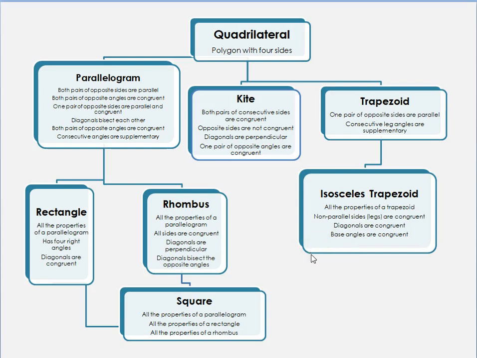But as an example, let me just pick out the rhombus. It has all the properties of a parallelogram. All sides are congruent, the diagonals are perpendicular, and its diagonals bisect the opposite angles. And through chapter 6 we'll be going through all of these. The rectangle is different from a rhombus because it doesn't have all sides congruent, and it also has right angles, and the rhombus does not. So these terms are what you're going to be dealing with, and you need to understand.